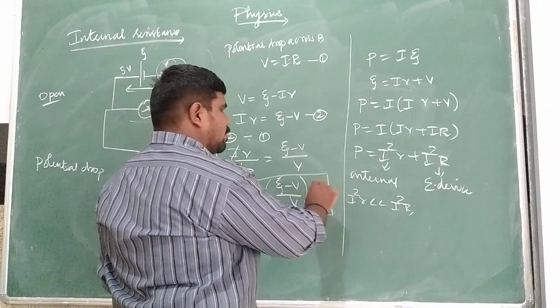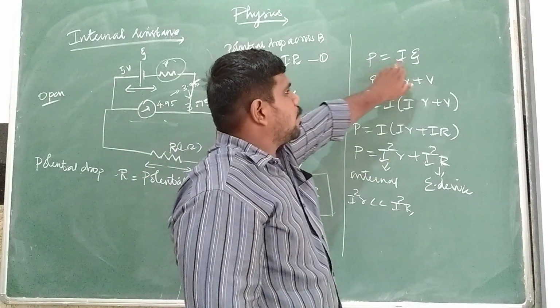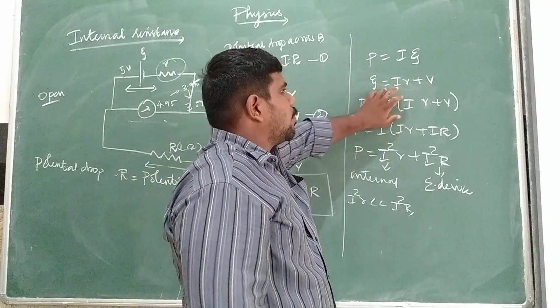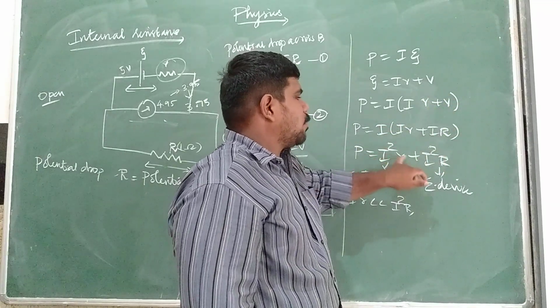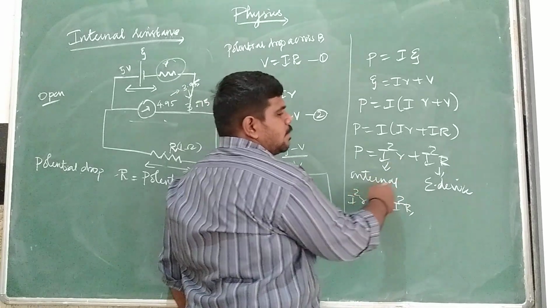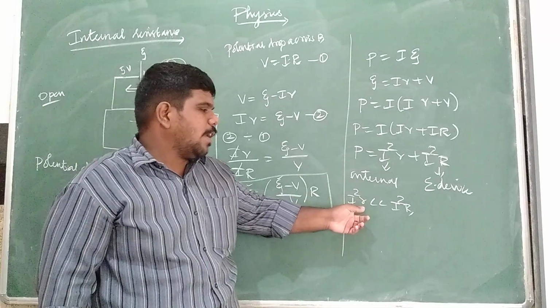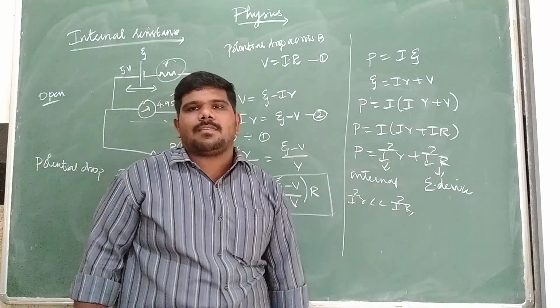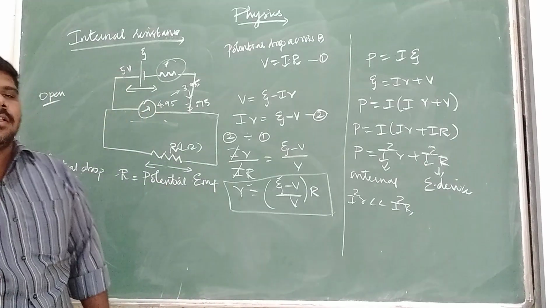Okay, clear? So the point we are saying is that the EMF of a cell will be measured by a high resistance voltmeter. The voltmeter draws a negligible current for deflection, so it is considered an open circuit. Now the resistance R is included in the circuit, and the potential drop across the resistance is V equal to I into R.